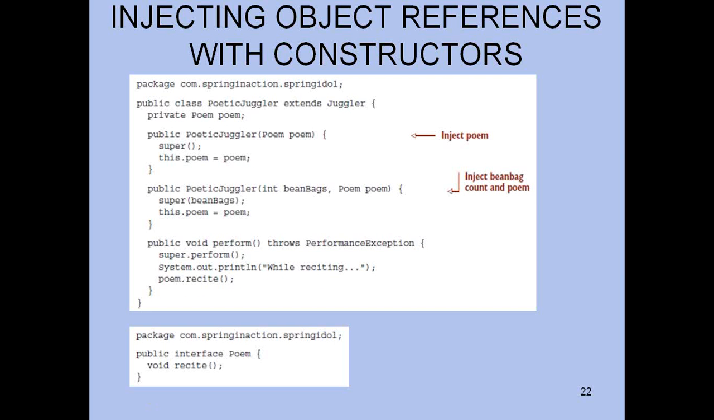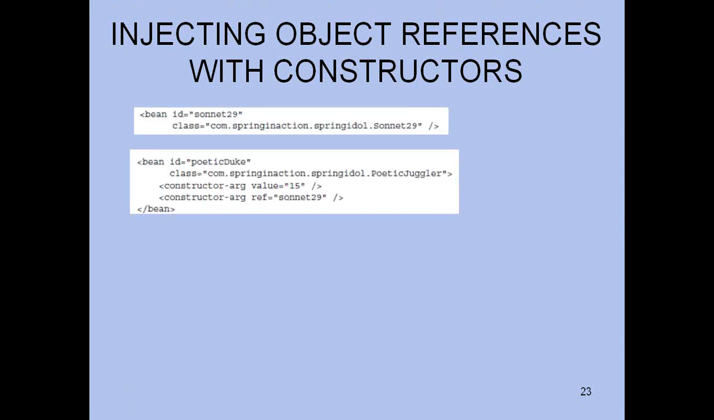Okay. Now injecting object references with constructors. So there is another juggler who would like to sing songs along while doing juggling. Now this poetic juggler extends the juggler class, but also can sing songs. So there is a poem interface. Now let's say this Sonnet 29 bean is a bean that implements that interface.